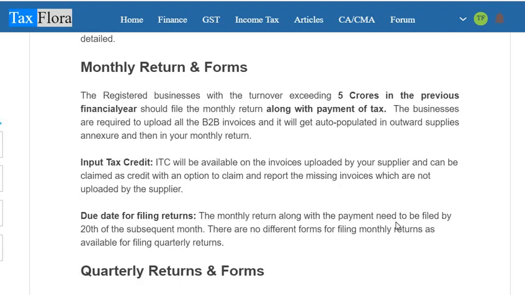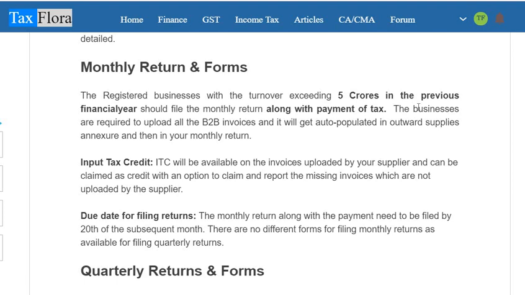The registered business with a turnover exceeding 5 crores in the previous financial year should file their monthly return along with payment of tax. That means what they are telling basically is, if your business turnover is exceeding 5 crores in the previous financial year, that means financial year 18-19, then you have to file your monthly returns. That means you have to file your GST on a monthly basis.